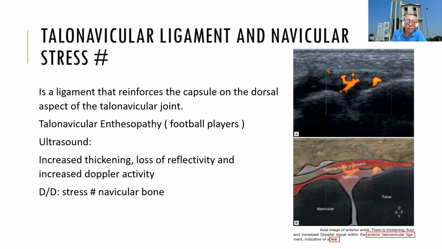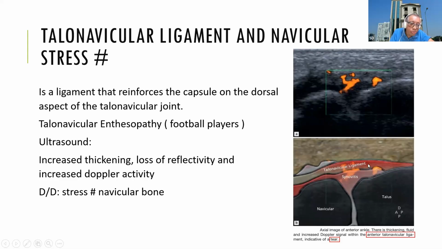In ultrasound, you can see increase in thickness of this talonavicular ligament, especially when there is a sprain, or there can also be loss of reflectivity, like in the plantar fascia, in case of talonavicular ligament sprain. Okay, so if not talonavicular ligament sprain, another differential diagnosis can be stress fracture of the navicular bone. As you can see in this ultrasound picture, there is also a diagrammatic picture where you can see the ligament extends from the navicular bone to the talus.